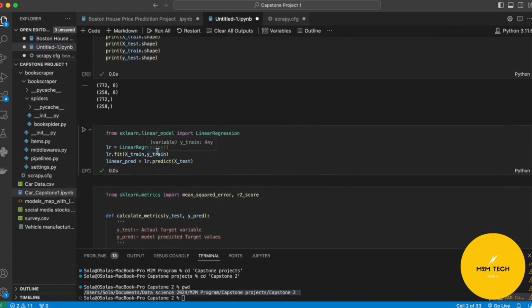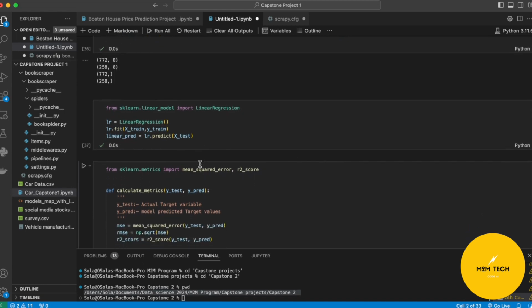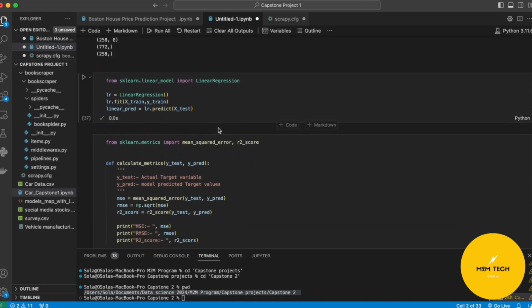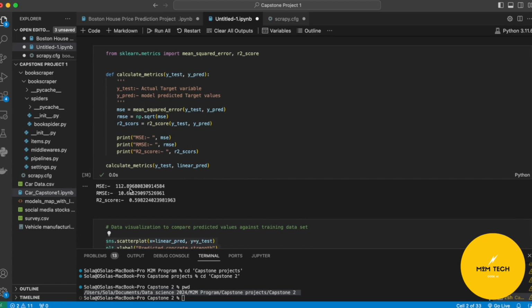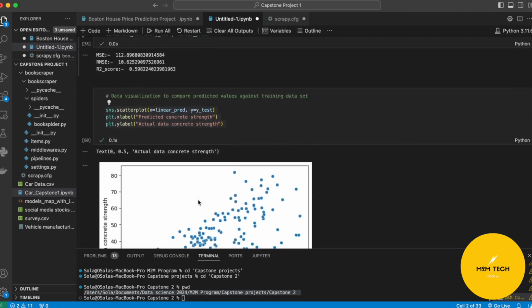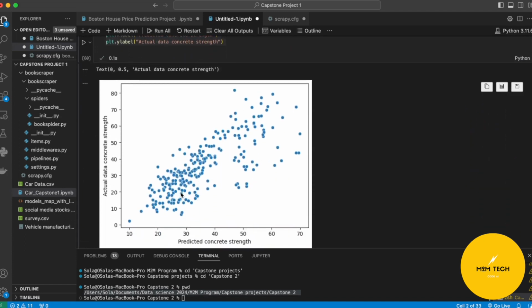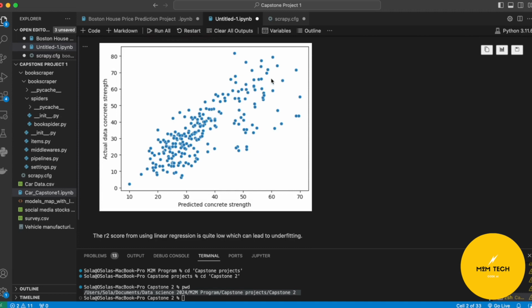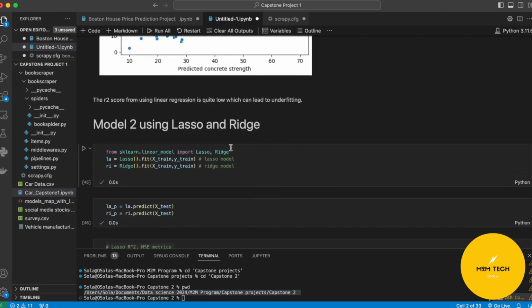Next thing was to initialize linear regression. And after running it, this is what I have. The R score is showing 0.60, which is not that good. And then a plot of the predicted strength, which is on the x-axis, against the one from the test. As you can see, the correlation is weak.